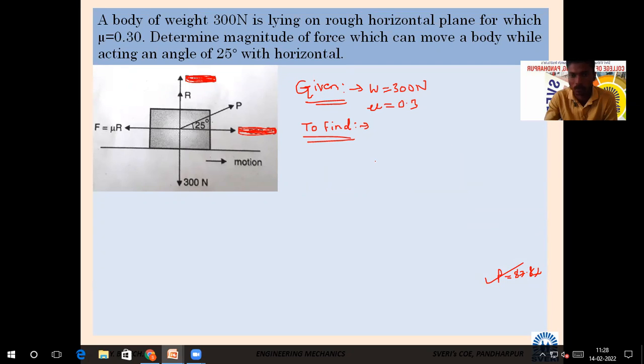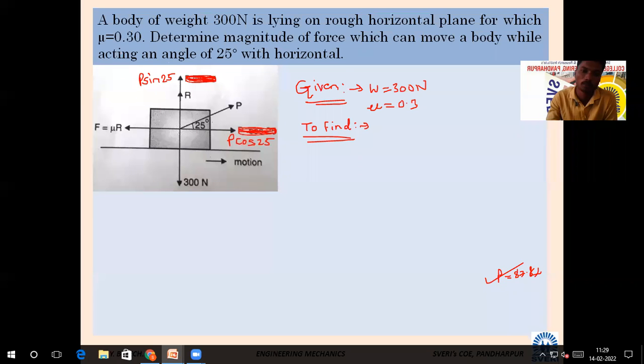Our aim is to apply summation fx, summation fy. But here that force is inclined. So the simple way we can do here: P cos 25, and what will be here? P sin 25. It is as simple as this. Okay, then P cos 25, P sin 25. So now all forces are either horizontal or vertical.